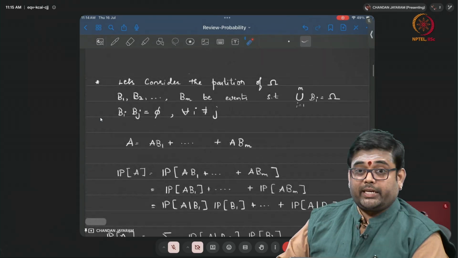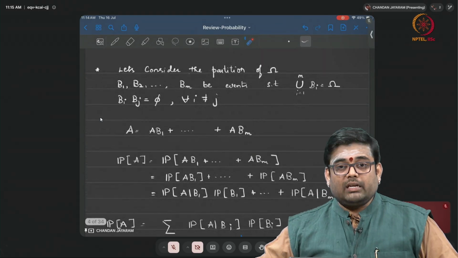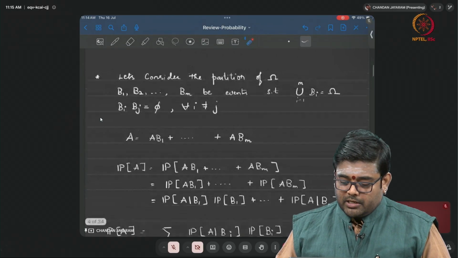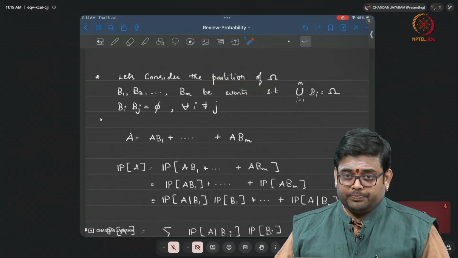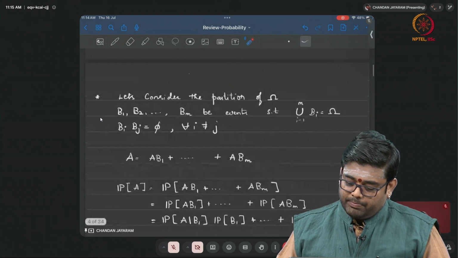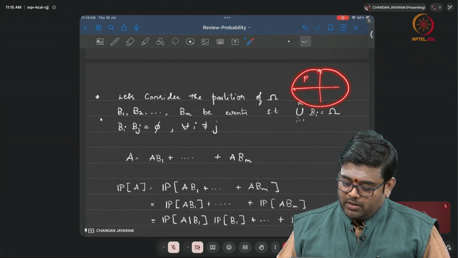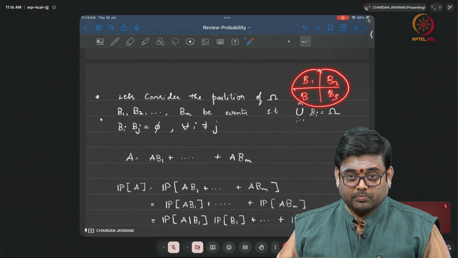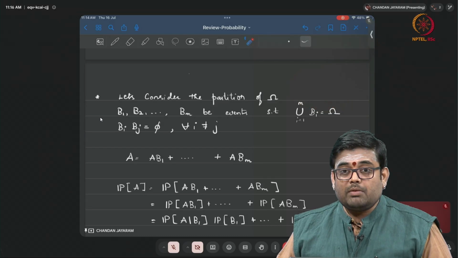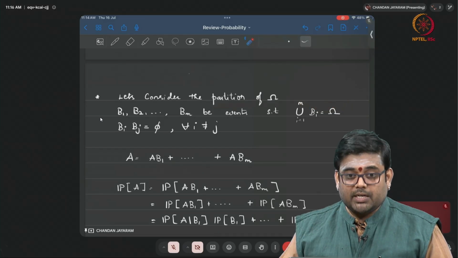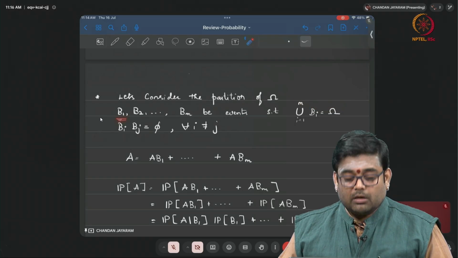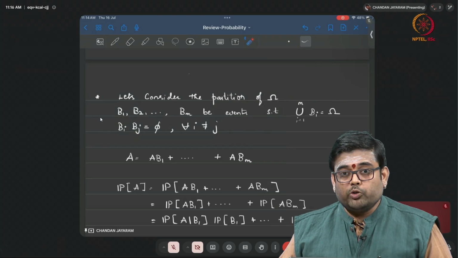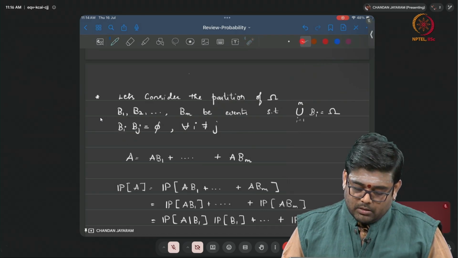Now let us look into the next important definition, which is the total law of probability, which is needed for us. Let us consider a partition of the sample space. What do I mean by that? I have this sample space, and let us consider that I have B1, B2, B3 and B4. Whenever I say partition, between all these Bi and Bj for all i not equal to j, you do not have any intersection. These are mutually exclusive. We can think of it like this.